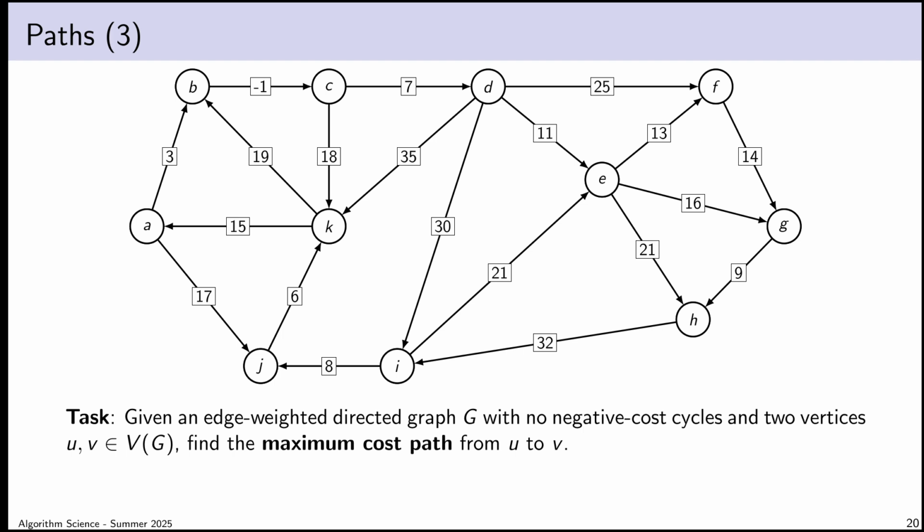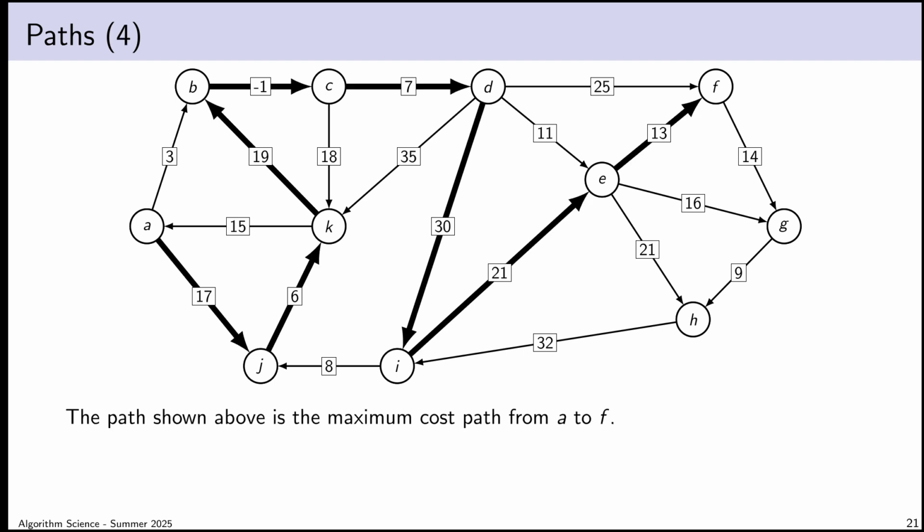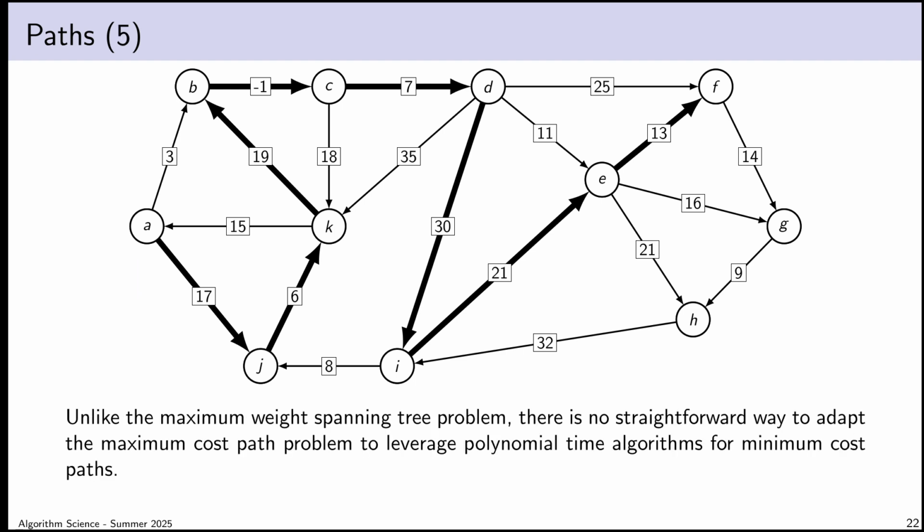Okay, so given some edge-weighted directed graph with no negative cost cycles, find the maximum cost path from a particular start vertex to a particular end vertex. Such a thing does exist. So here's an example of a maximum cost path from vertex A to vertex F. You can go ahead and try and verify that if you want. Good luck, because what we're about to see is that it turns out computing these things can be rather difficult.